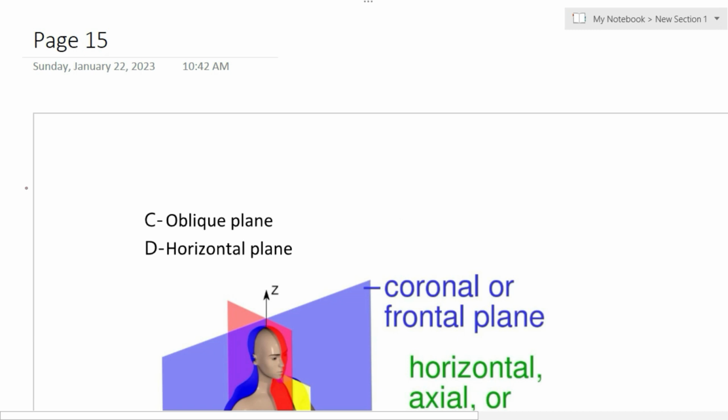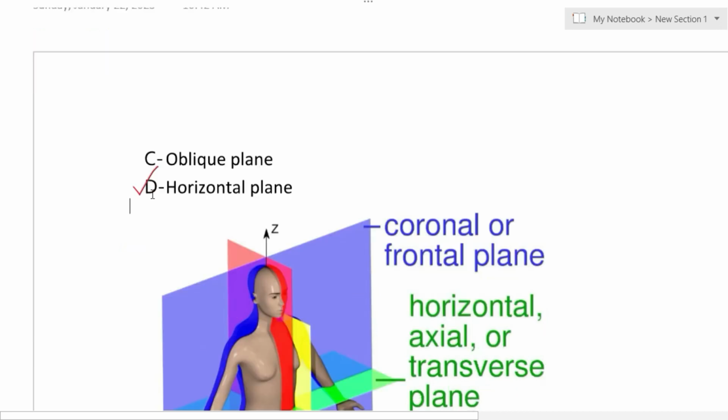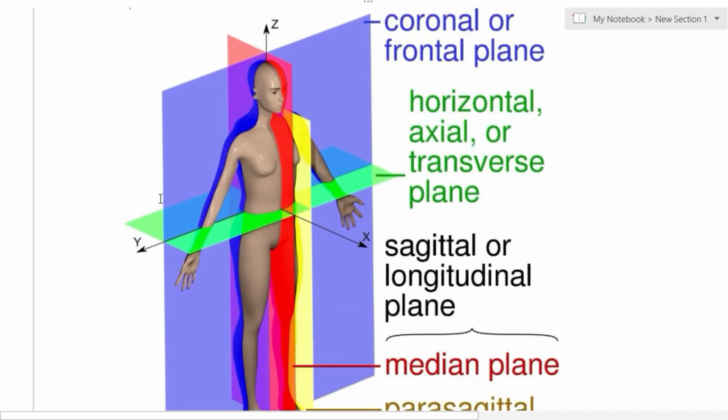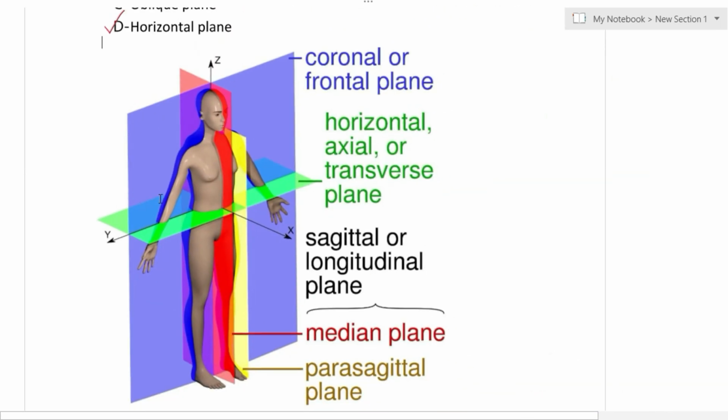The correct answer is option D, horizontal plane. Here you can see different planes. The first one is the coronal or frontal plane. The coronal plane is also called the frontal plane. It will divide the body into anterior and posterior, the front side and back side.